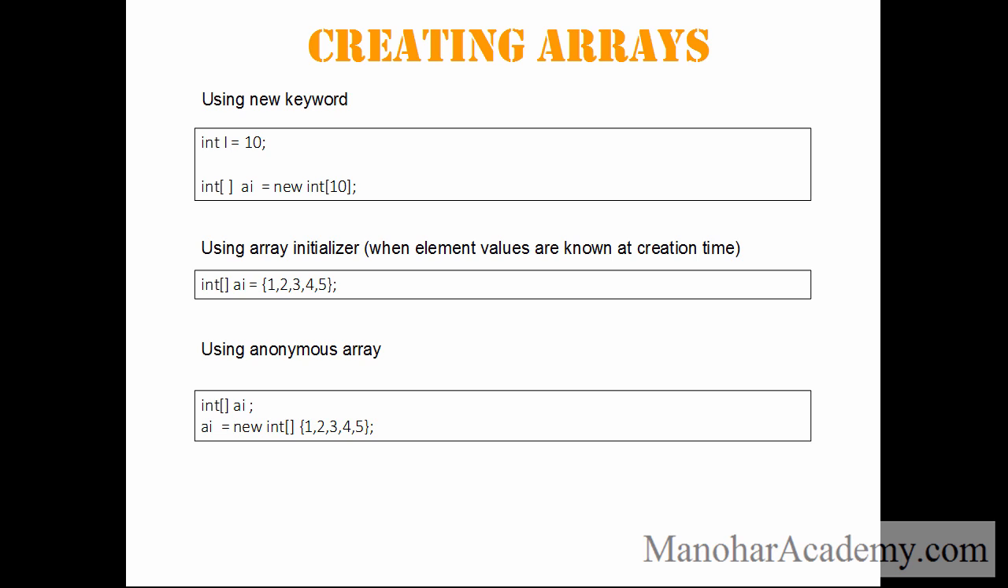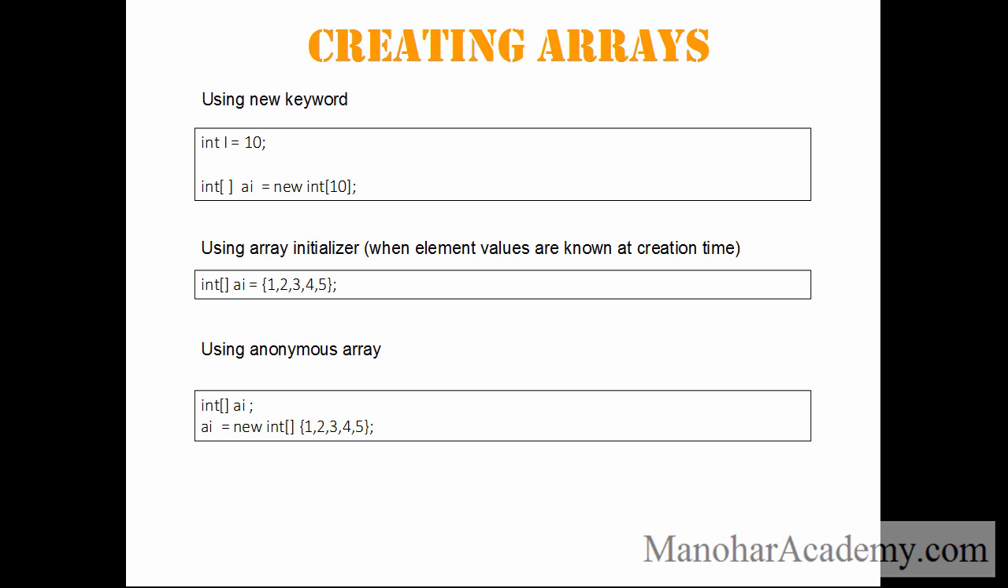As you can see here, because the arrays are objects, we have to use the new keyword to create an object or to create the array. So here we are defining an array of integers and the size is 10. If we don't want to use the new keyword, or if we know the element values at the creation time itself, then we can use the array initializer. In this case, we don't need to specify the size of the array, but the size of the array will be automatically equal to the elements that are present in the array initializer.